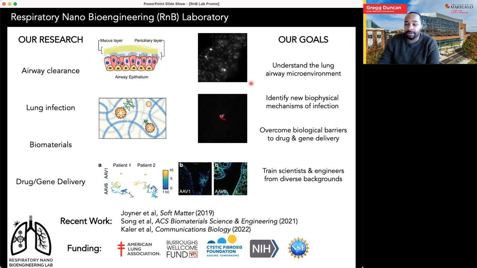We use an in vitro cell culture model to recapitulate these functions. And we'll study this process and see what changes to the airway epithelium might cause it to become dysfunctional in airway diseases like asthma and cystic fibrosis.